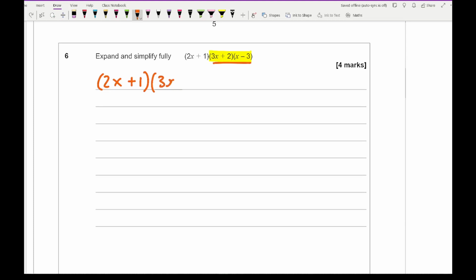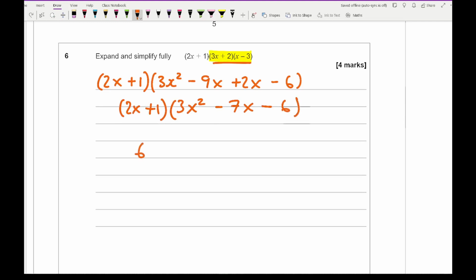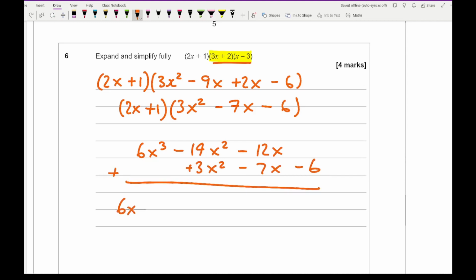So if I expand it out properly, I get 3x squared minus 9x plus 2x minus 6. So that gives me 2x plus 1 and then 3x squared minus 7x minus 6. Then expanding out, I get 6x cubed minus 14x squared minus 12x, and then 3x squared minus 7x minus 6. Joining them all together, I get 6x cubed minus 11x squared minus 19x minus 6.